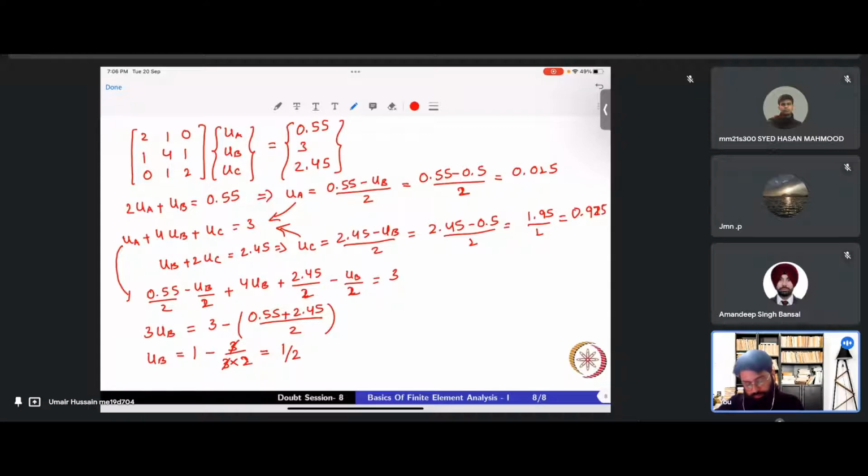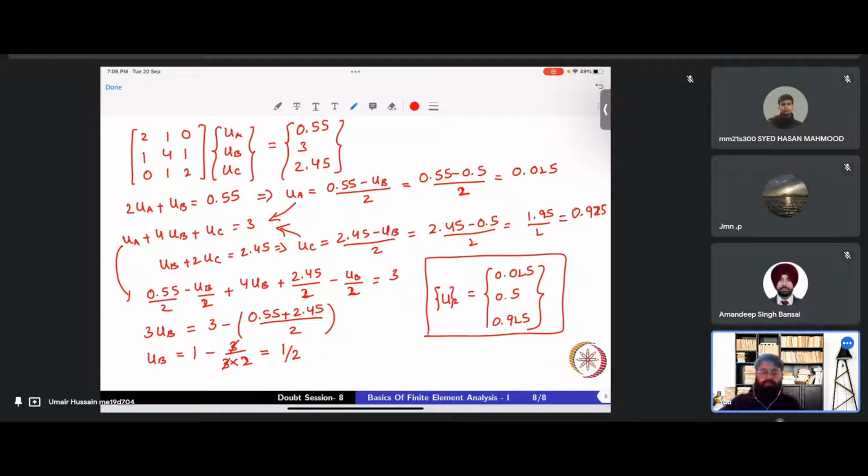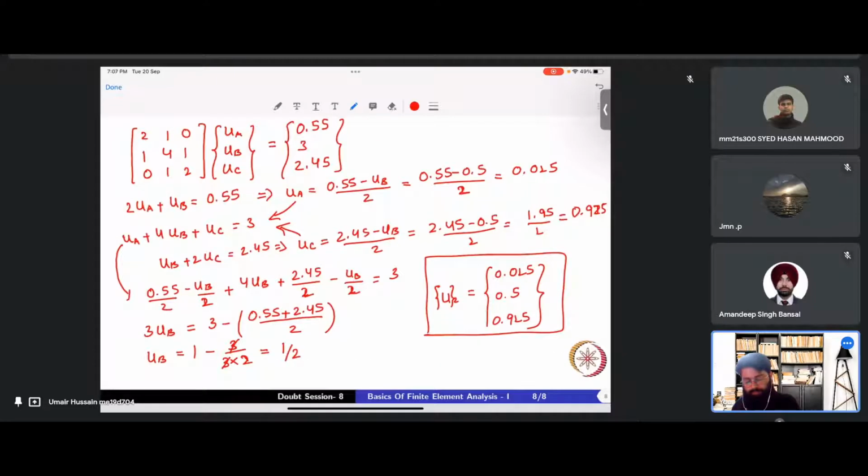Okay, so what is our u2 finally? u2 vector, that is ua is 0.025 and ub is 0.5 and uc is 0.925. Okay, so this is our solution. I hope this is clear. So that's all.